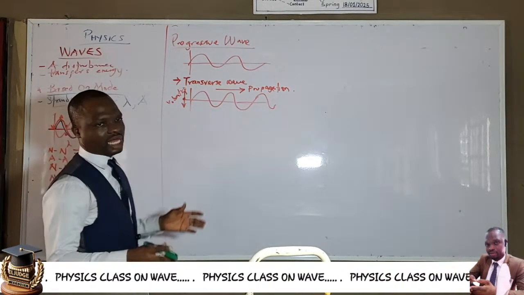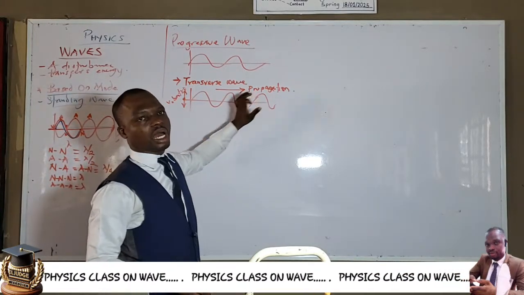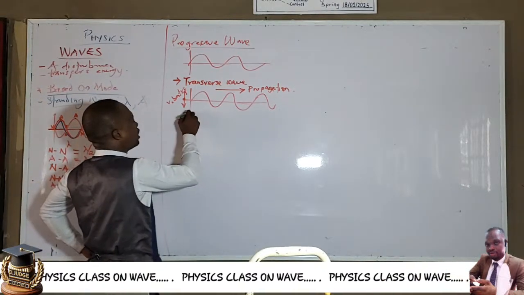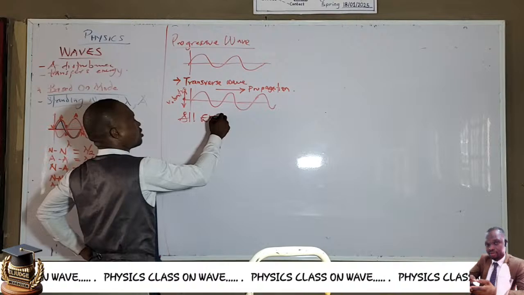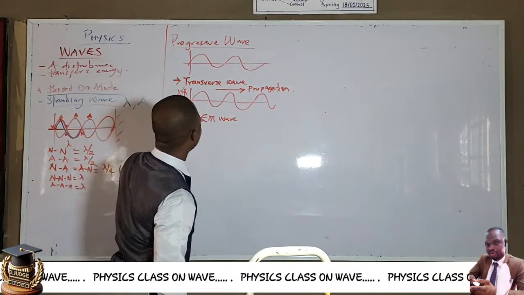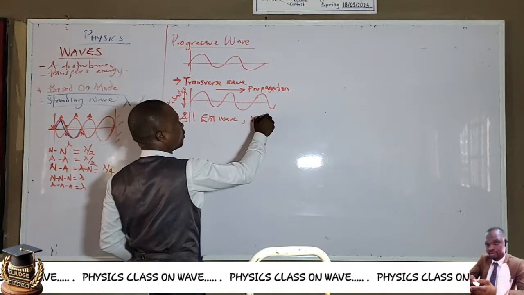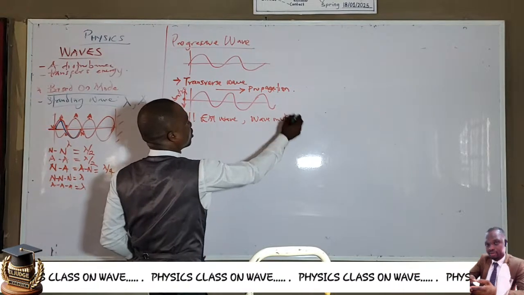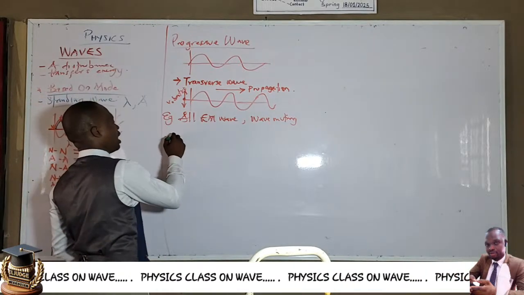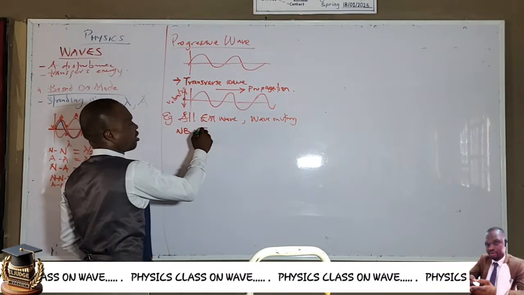A transverse wave is a type of wave in which the direction of vibration is perpendicular to the direction of propagation. An example of this is all the EM waves, all electromagnetic waves are types of transverse wave. We also have the wave on string, and water wave also.